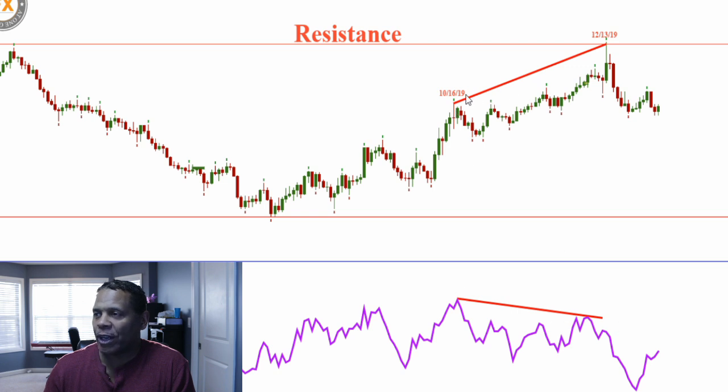And if you would have just traded the divergence alone, you would have lost. But when the market hit the resistance point, the divergence kicked in and the market dropped. Boom. That's why you look at the levels for where you're going to trade this divergence. You don't just trade the divergence.